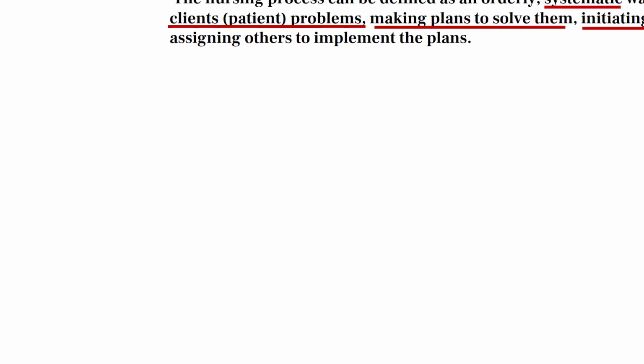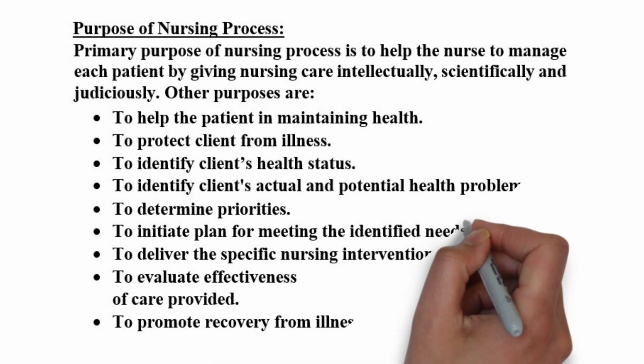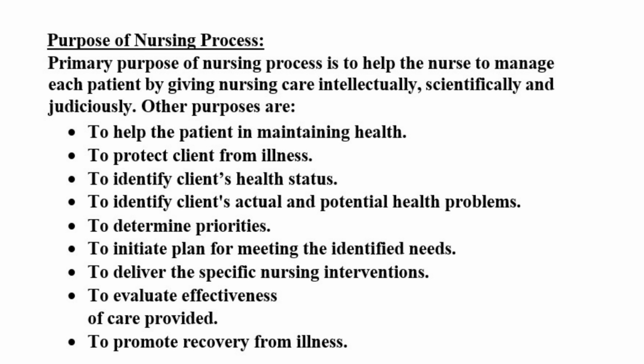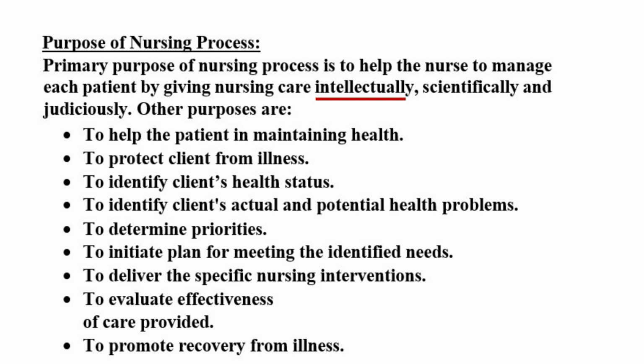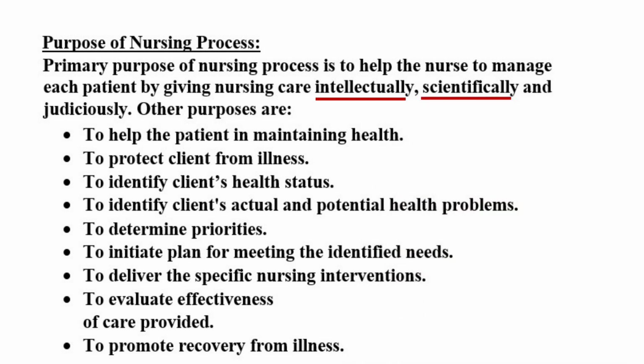Next we'll come to the purpose or objectives of the nursing process. The primary purpose of the nursing process is to help the nurse manage each patient by giving nursing care intellectually, scientifically and judicially. Here, intellectually means how efficiently the nurse can give care to her patient, scientifically means by maintaining a proper scientific method, and judicially means by maintaining a legal manner or legal way how the nurse will give care to the patient. This is the primary purpose.